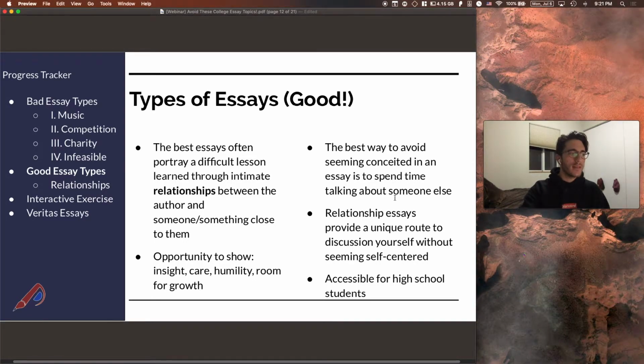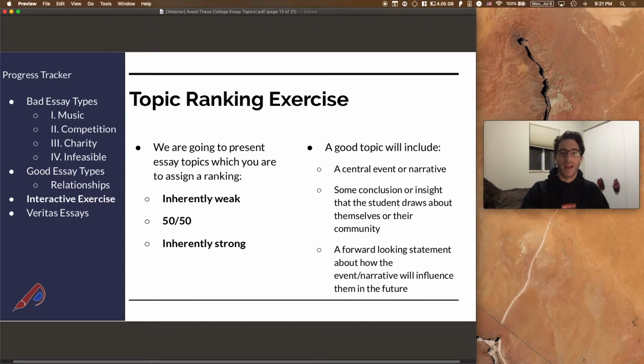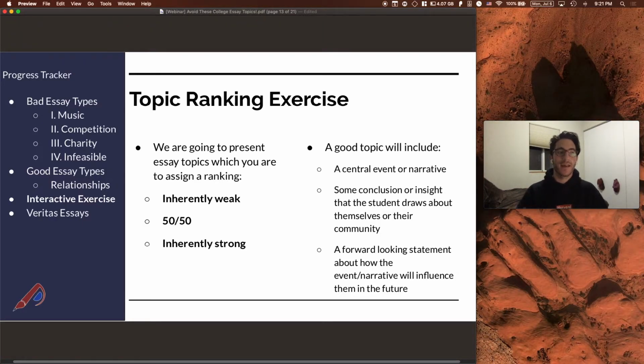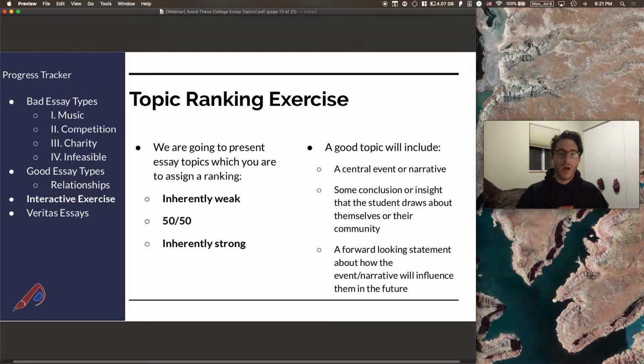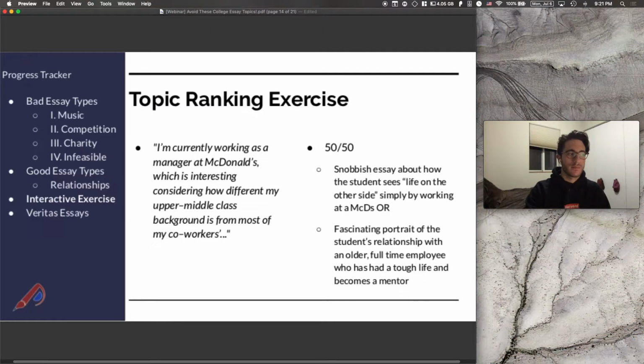So to illustrate these topics, we're going to run through an exercise where we're going to evaluate a few sample essay topics as inherently weak, 50-50, or inherently strong. And you can follow along and evaluate them yourselves if you cover the right-hand side of the screen, or you can simply listen to our logic at each step.